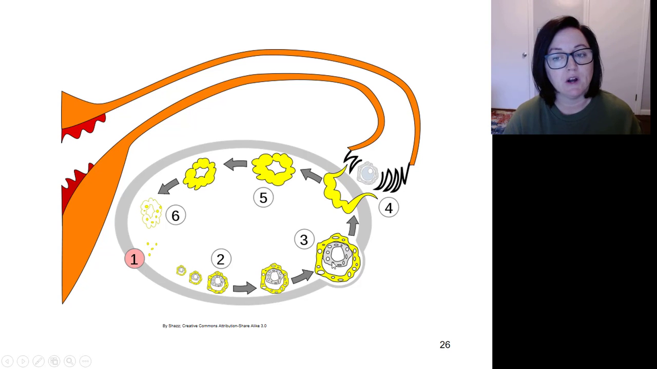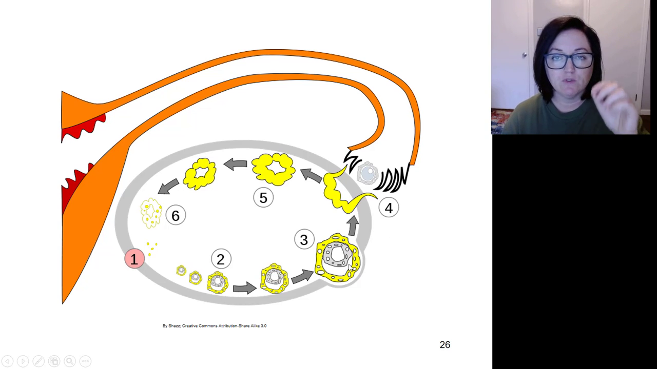As the follicle grows larger and larger, don't forget it is also producing a hormone, estrogen. So the estrogen is released by the developing follicle, and it travels to the uterus, causing the endometrium of the uterus to develop and prepare for pregnancy.